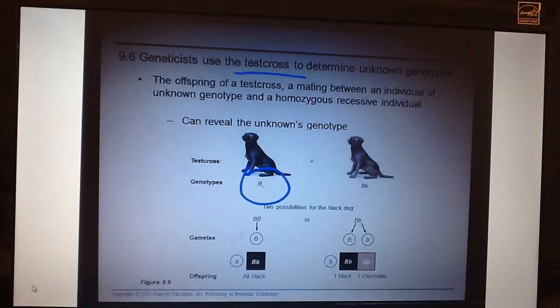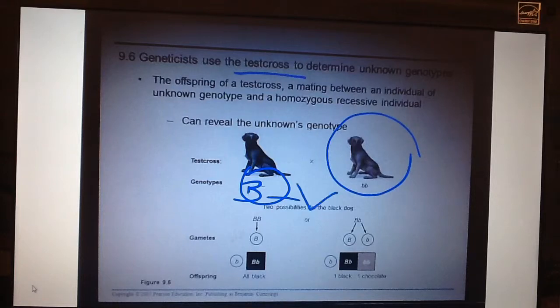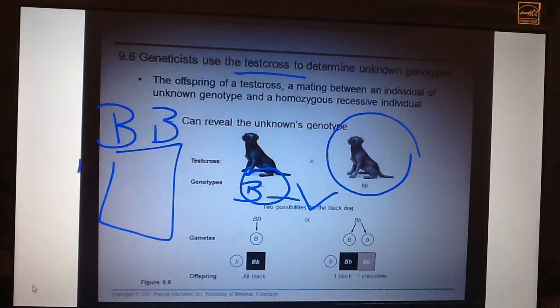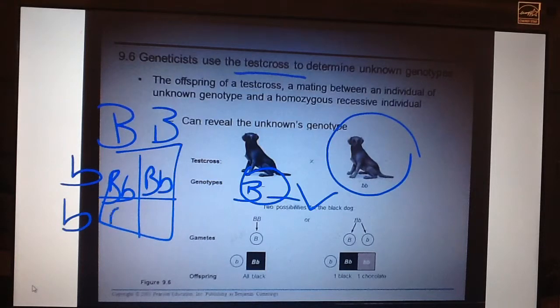If you have a black lab and you know it has at least one big B because it has the dominant color, but you don't know what the second is, you're going to cross it with a homozygous recessive. Because you're crossing it with a homozygous recessive, by looking at the offspring, we can see what's possible. If you cross a homozygous dominant black lab with the homozygous recessive, you're always going to make black labs. So if all the offspring come out black, you know that you have a homozygous dominant black lab.